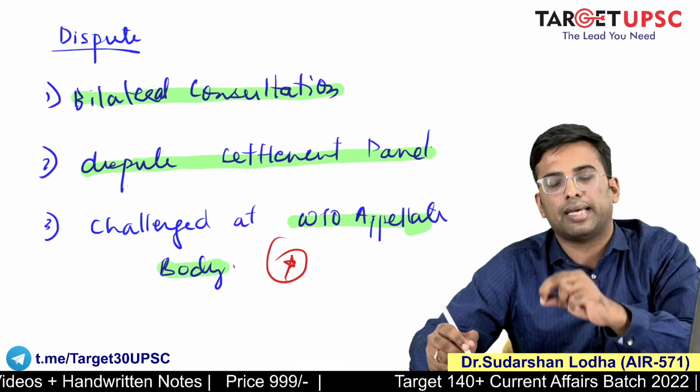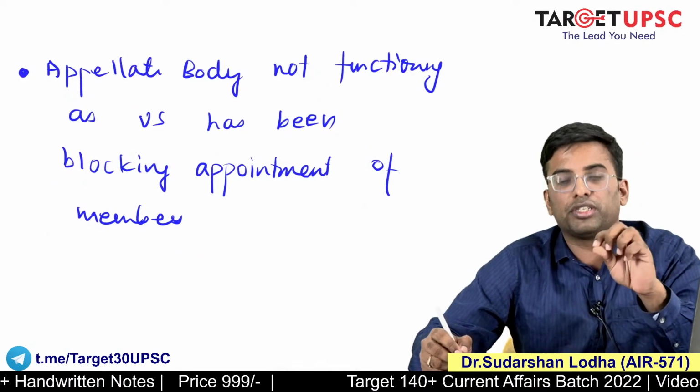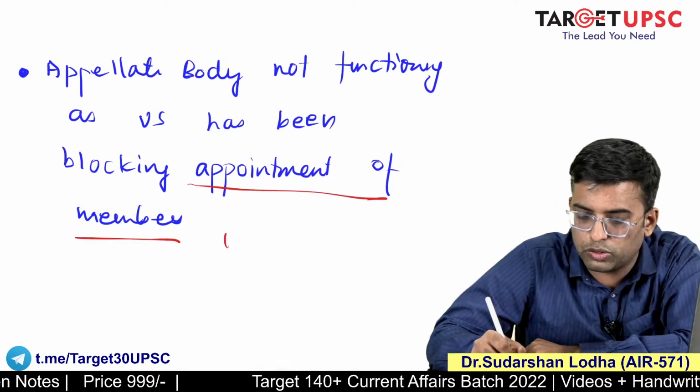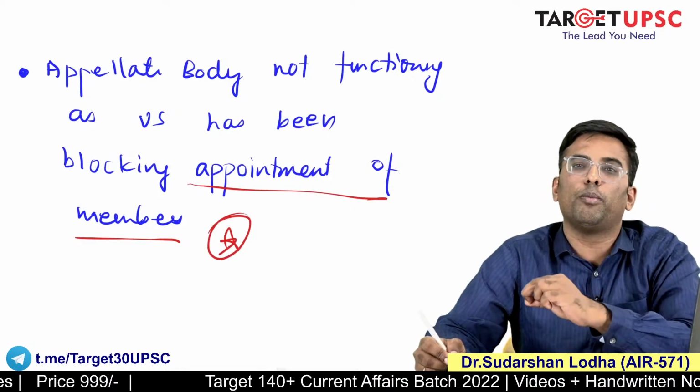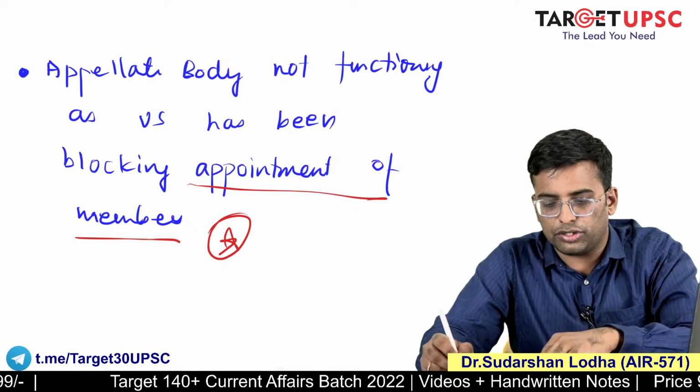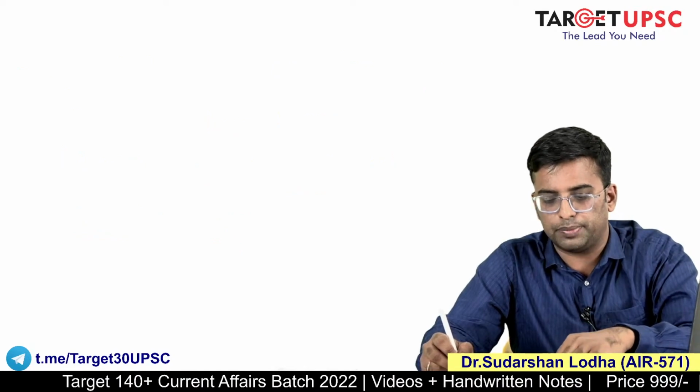तो ये एक important चीज आपको पता चाहिए. Appellate body is not functioning from many years because US has been blocking appointment of members to this body, WTO appellate body, highest body with respect to taking decisions. So hope you are aware of this.